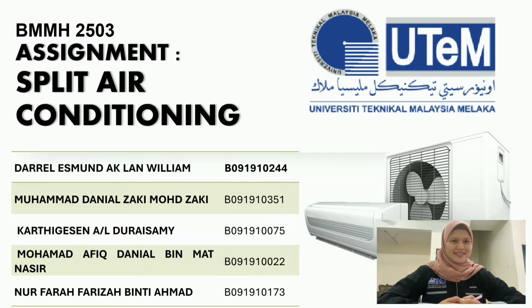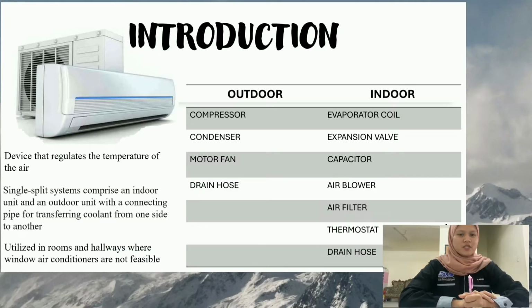So let's get started. As we know, a split air conditioner is a device that regulates the temperature of the air. A single split system comprises an indoor and outdoor unit with a connecting pipe for transferring coolant from one side to another. It is utilized in rooms and hallways where window air conditioners are not viable.